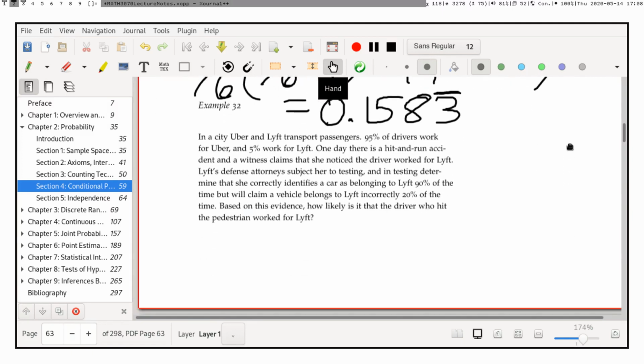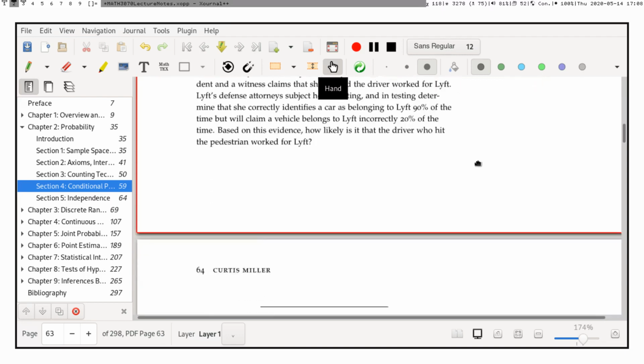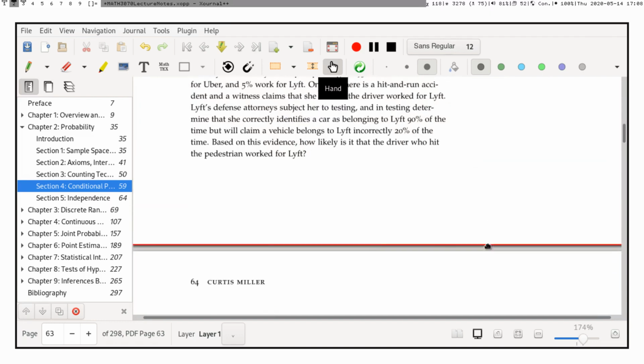Okay, next question. This one is actually using Bayes' theorem. In a city, Uber and Lyft transport passengers. 95% of drivers work for Uber and 5% work for Lyft. One day there is a hit-and-run accident, and a witness claims that she noticed the driver worked for Lyft. Lyft's defense attorneys subject her to testing, and in testing determined that she correctly identifies a car as belonging to Lyft 90% of the time, but will claim a vehicle belongs to Lyft incorrectly 20% of the time. Based on this evidence, how likely is it that the driver who hit the pedestrian worked for Lyft?